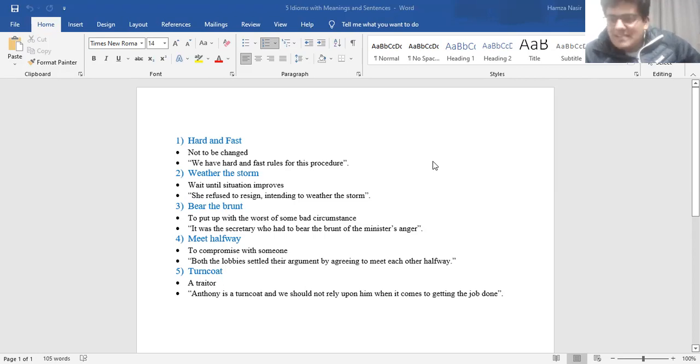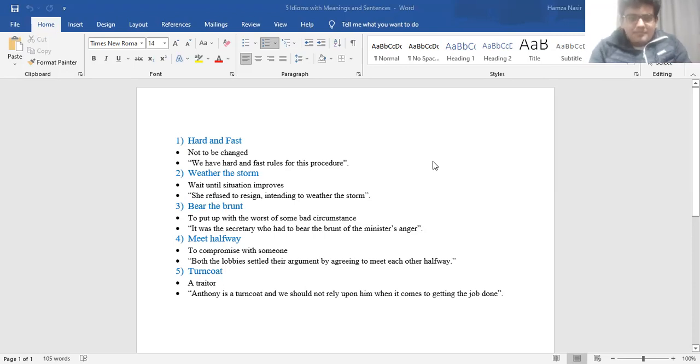Hard and fast means something that has to be taken as legally binding, something that cannot be changed, cannot be modified, and most certainly cannot be amended, good sir. Okay, hard and fast means something that cannot be changed. So a sentence of that could be, we have hard and fast rules for this procedure.